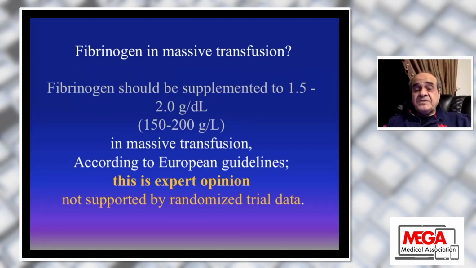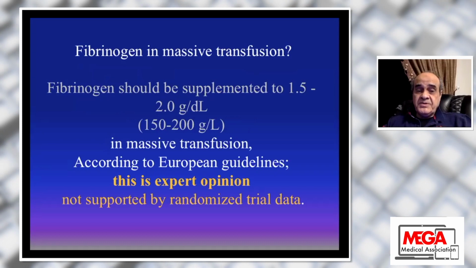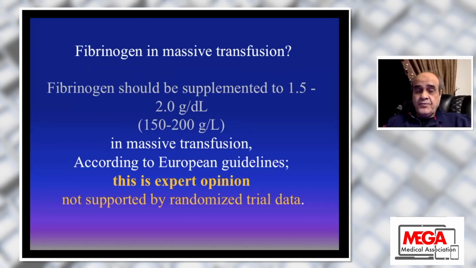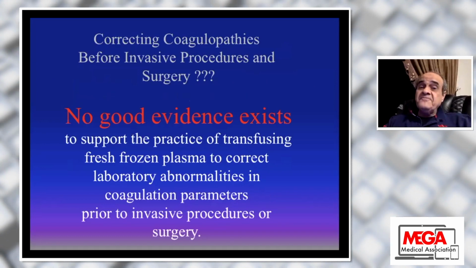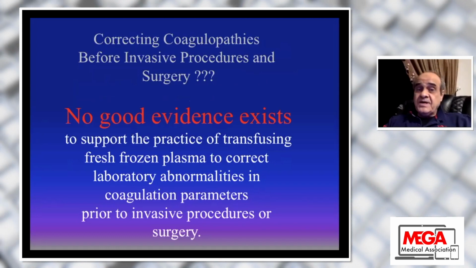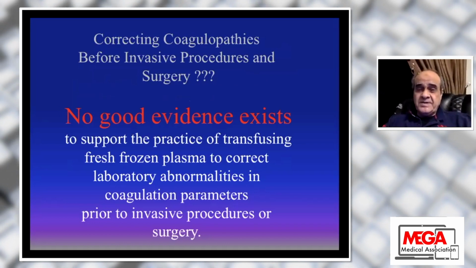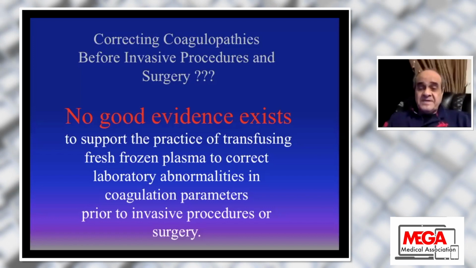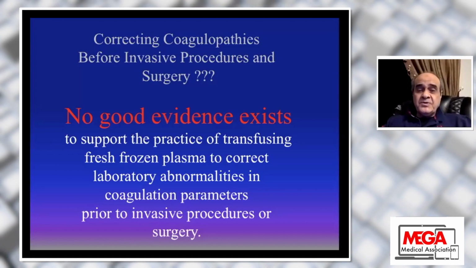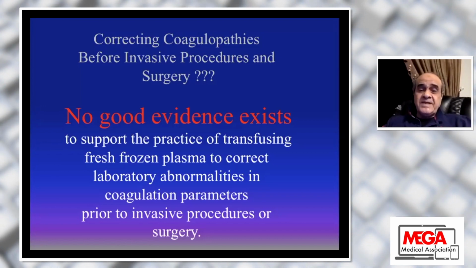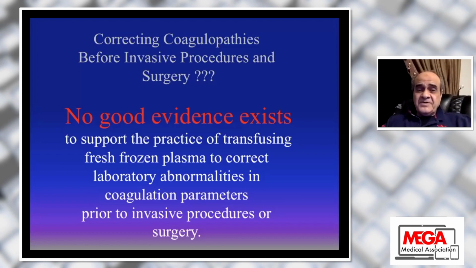Fibrinogen in massive transfusion: if less than 150 to 200 milligrams per deciliter, we have to transfuse fibrinogen to the patient, and it is really an expert opinion. Correcting coagulopathy before invasive procedures and surgery, no good evidence exists. The routine use of fresh frozen plasma before invasive procedures, without the patient exhibiting any bleeding, I think is not supported. And the practice of transfusing fresh frozen plasma to correct lab abnormalities in coagulation parameters prior to invasive procedure or surgery is not proven efficient till now.